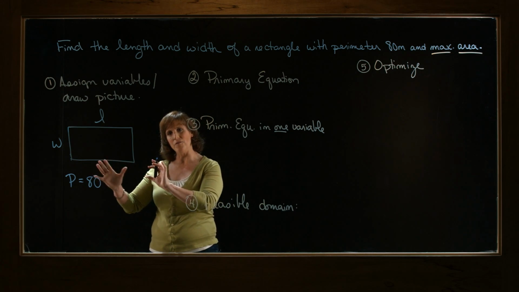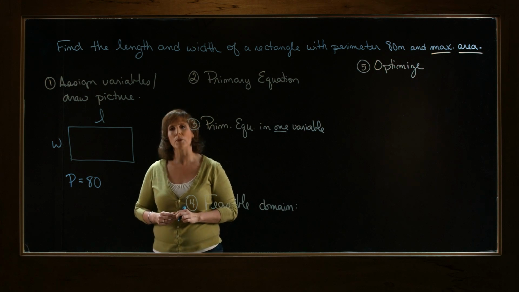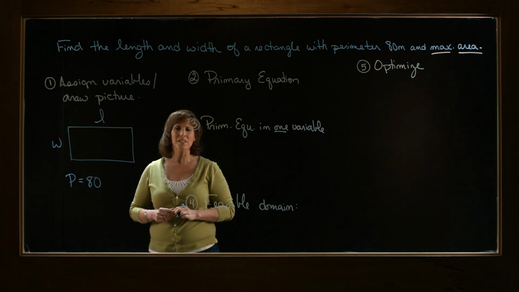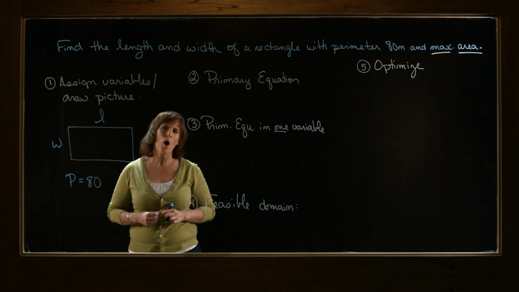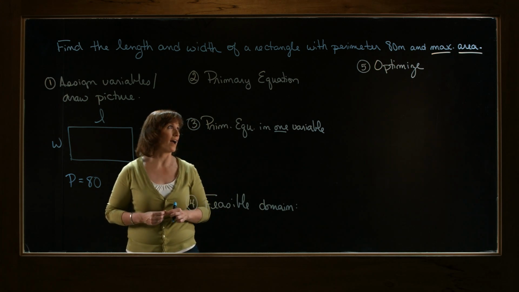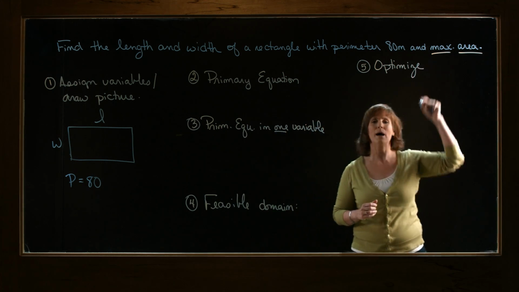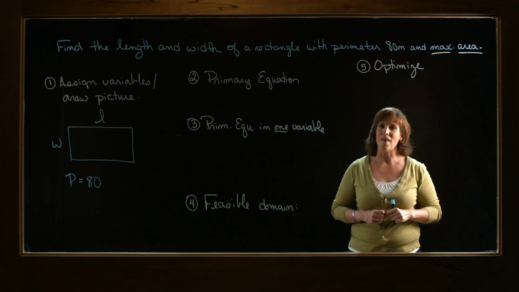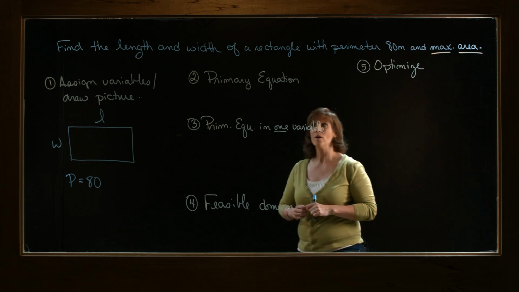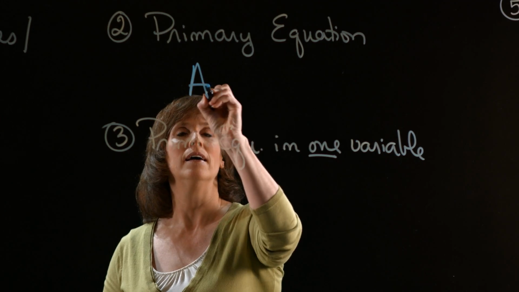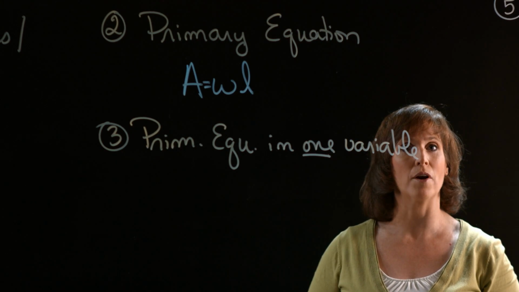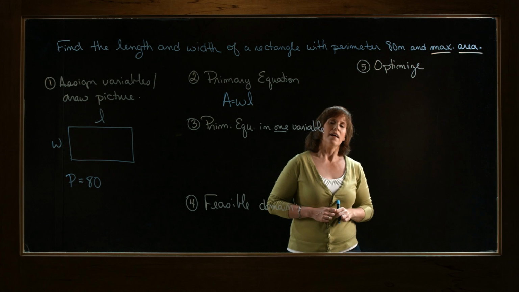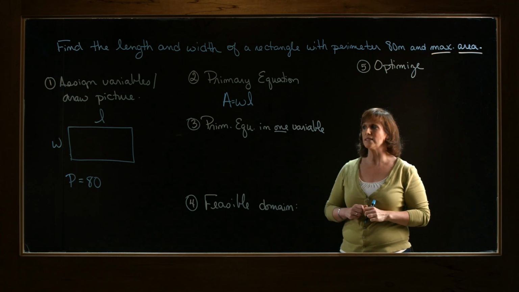All right, now that I have a visual of what's happening, I need to come up with a primary equation. This part can sometimes be tricky. What is my primary equation? Well, you always go back to what it is that you're trying to find. I know I'm trying to find the maximum area. That means I need an equation for the area of my rectangle. We know that the area of a rectangle is the width times the length. That's my primary equation.